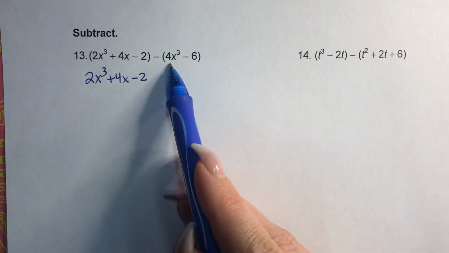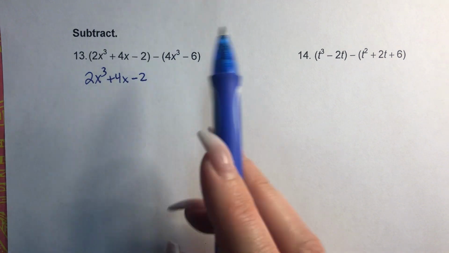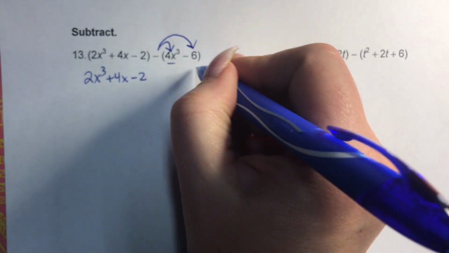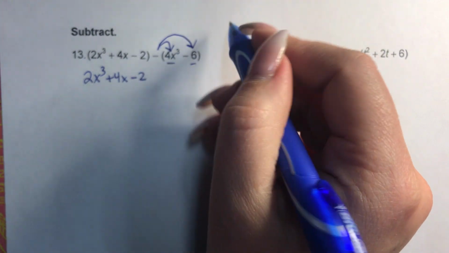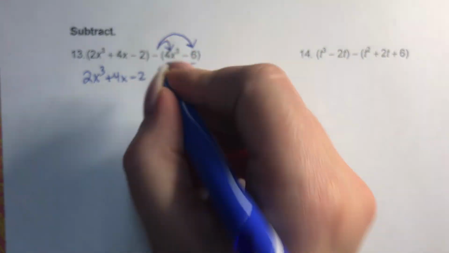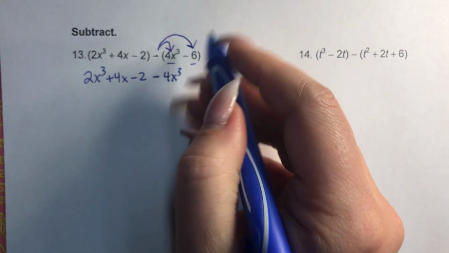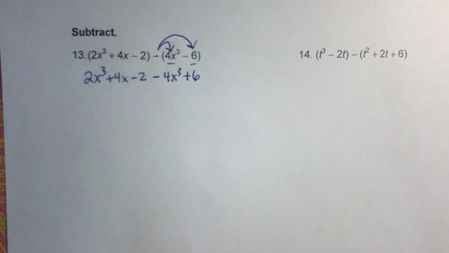And then we have this group of parentheses, but there's a negative outside, so we must distribute that negative to every single thing. There's two things, so we have to distribute it twice. So negative times a positive 4x cubed would just be a negative 4x cubed, and then a negative times a negative is a positive 6.